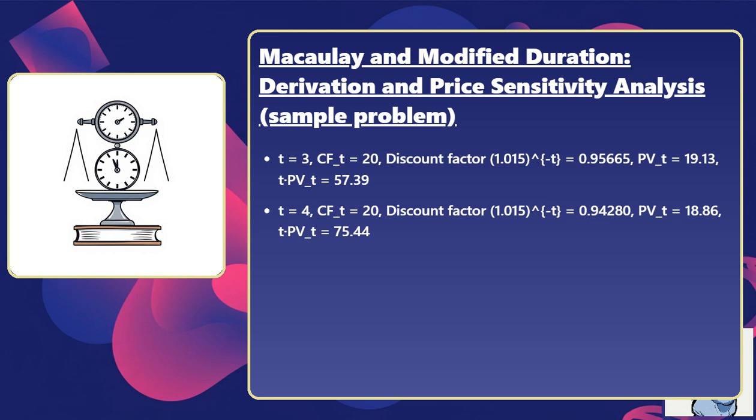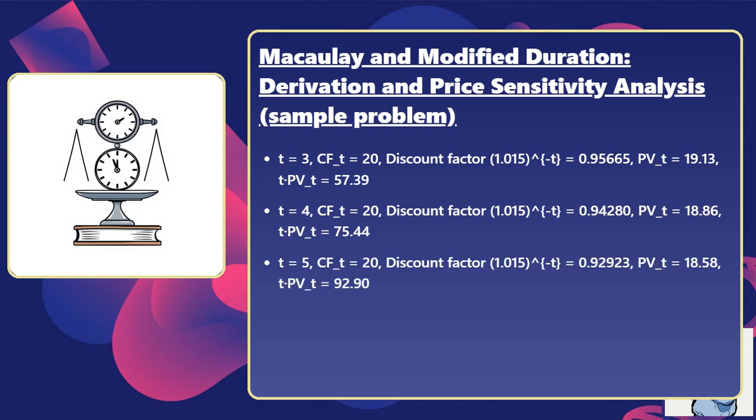T equals 4, cash flow 20, discount factor 1.015 to the minus 4 equals 0.94280. Present value 18.86. T times present value 75.44. T equals 5, cash flow 20, discount factor 1.015 to the minus 5 equals 0.92923. Present value 18.58. T times present value 92.90.